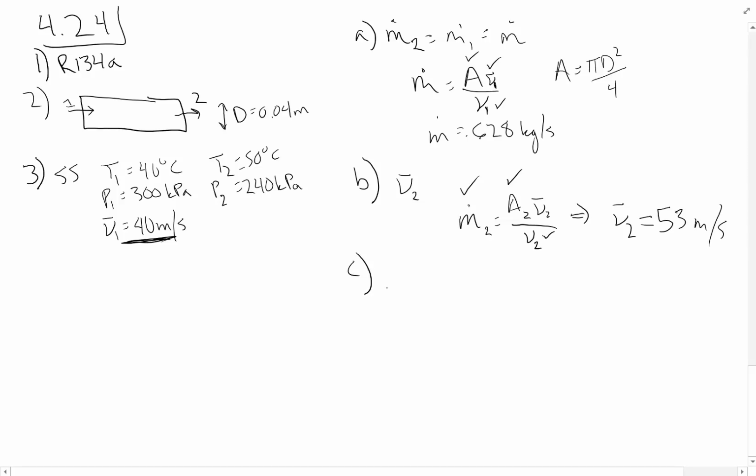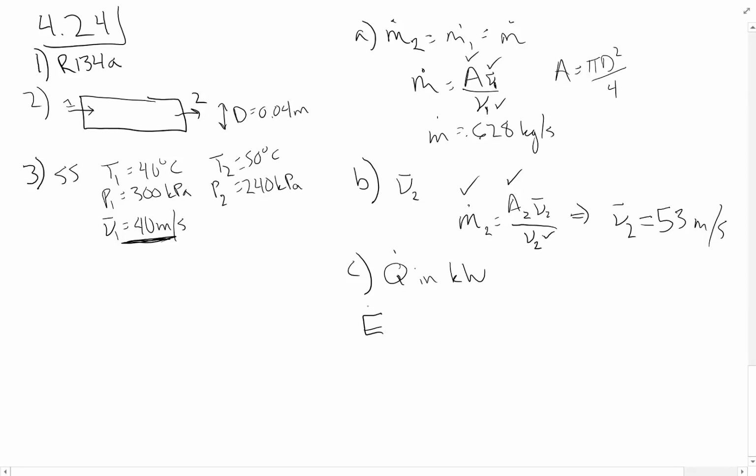Part C asks for the rate of heat transfer between the pipe and its surroundings in kilowatts, so Q dot in kilowatts. Okay, now this should be fairly obvious. You only have one equation that has a heat transfer in it, and that's the energy balance equation. So let's use the energy balance equation.